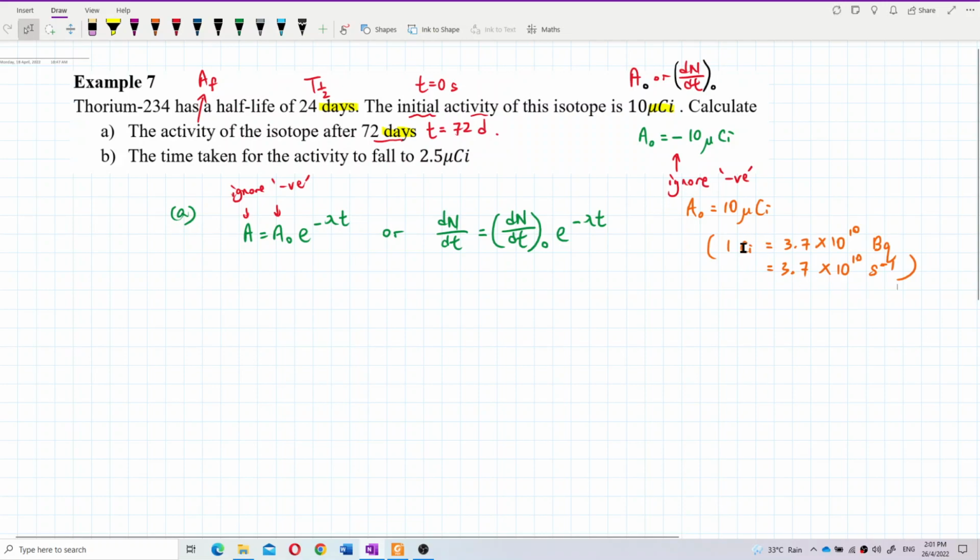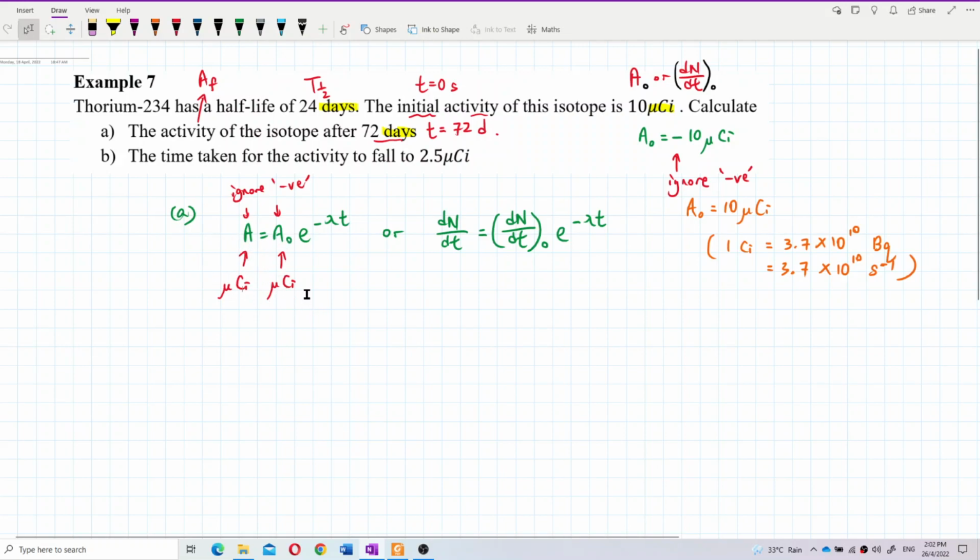However, looking at these questions, both have the same unit. The A and A naught both will be in microcurie, so it doesn't affect much. You can just leave it as microcurie. You no need to change the activity into unit per second, because A and A naught have the same unit.